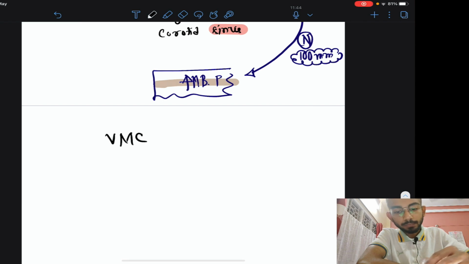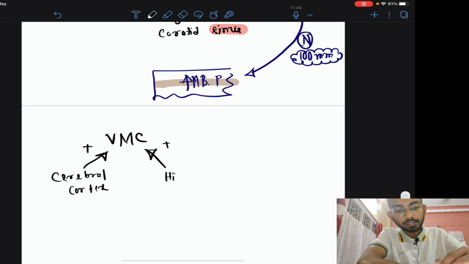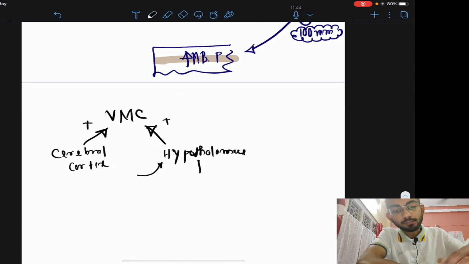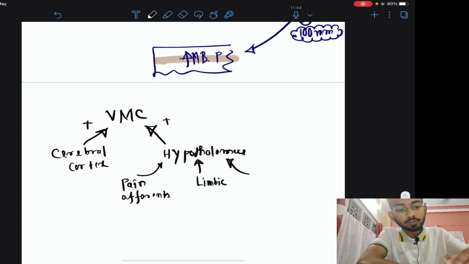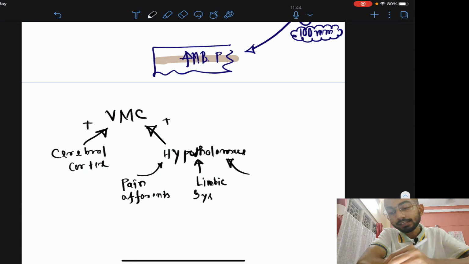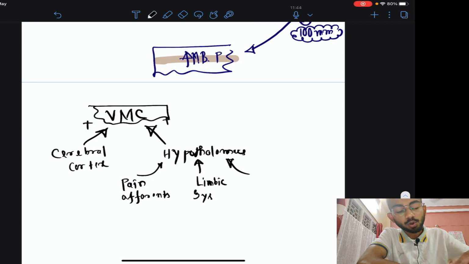We can also have some extra influence on this vasomotor center from the cerebral cortex, and it can also be stimulated by the hypothalamus, I'm so sorry. And this hypothalamus can again be stimulated by pain afferents, which we will learn in CNS. They can also be stimulated by the limbic system when we have emotional stress. When we are suffering from emotional stress, we see that there is a rise in the BP, and this is due to the effect of the limbic system on the hypothalamus, which stimulates the vasomotor center.